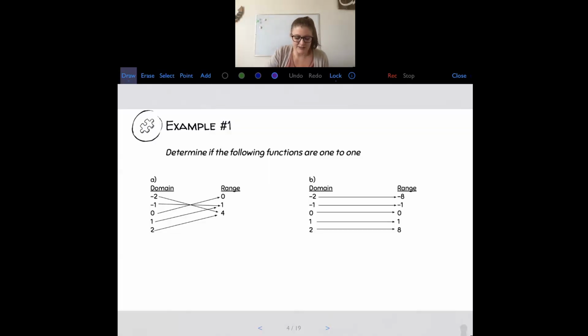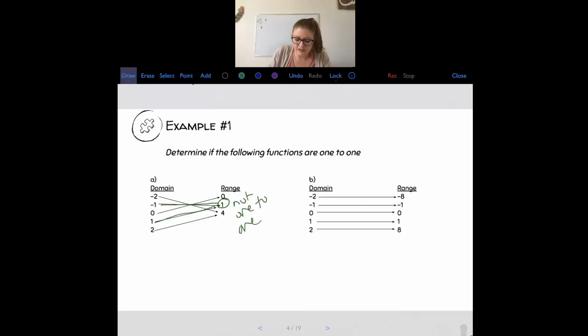Okay, so example 1, determine if the following functions are one-to-one. Okay, so they are functions. Notice here in the domain we have -2 going to 4, we have -1 going to 1, 0 going to 0, so we're okay so far. But now we have 1 also going to 1. So this means that for this element in the range, there's 2 elements in the domain. So this makes it not one-to-one.